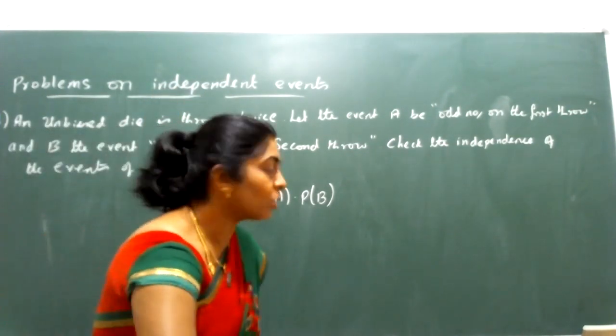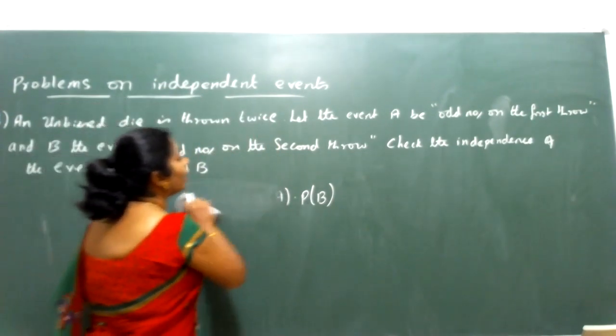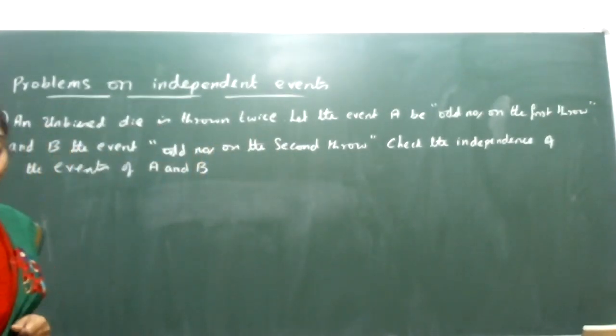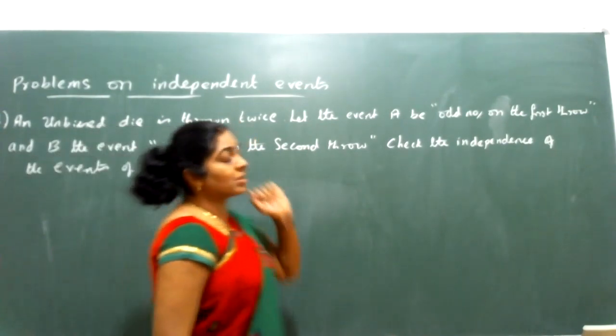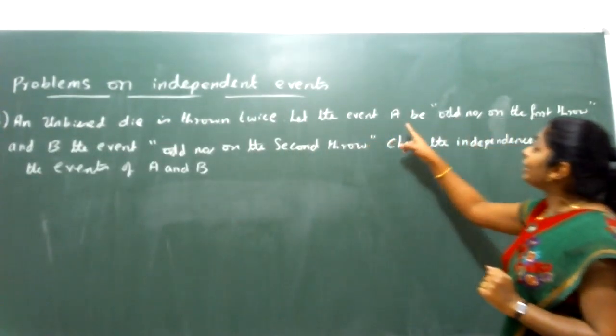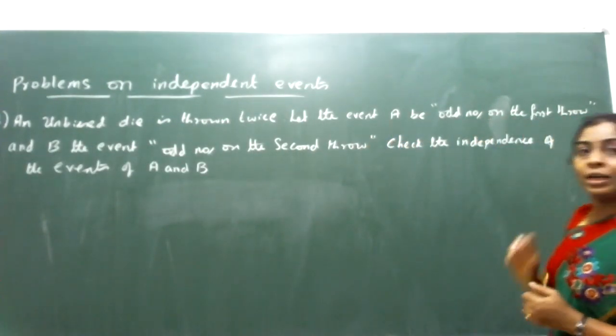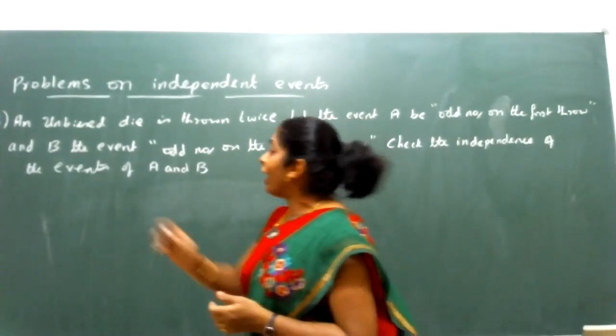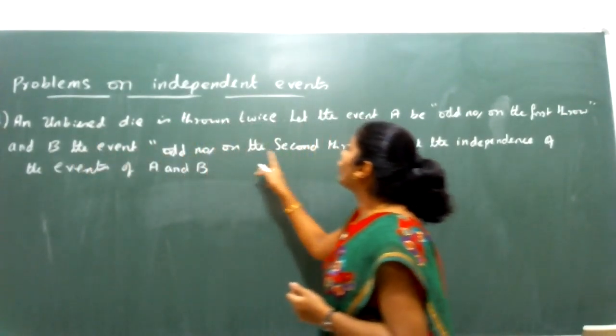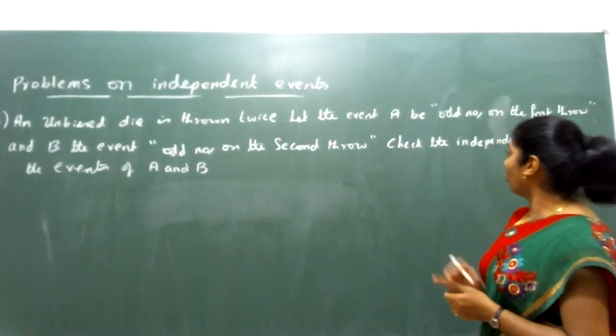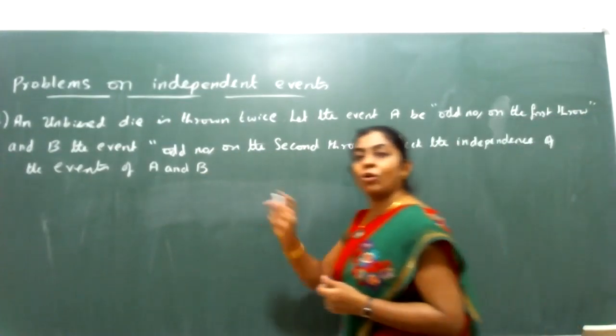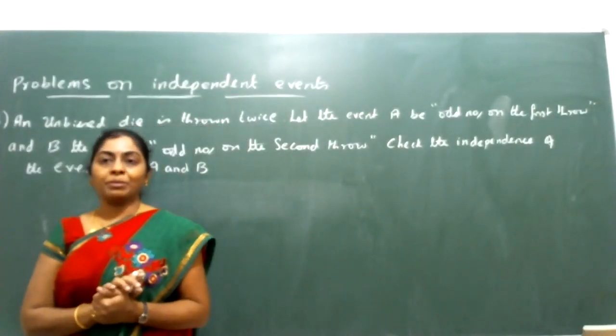The next problem given here is: an unbiased die is thrown twice. Let the event A be an odd number on the first throw and B the event an odd number on the second throw. Check the independence of the events A and B.